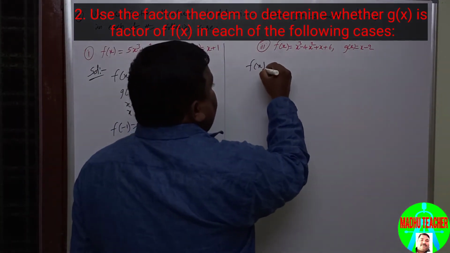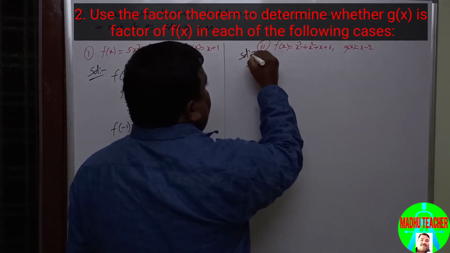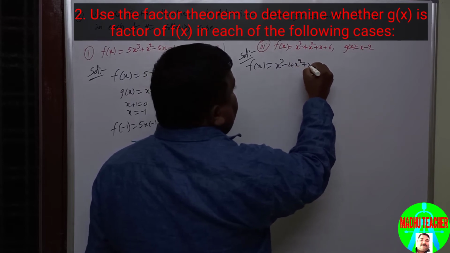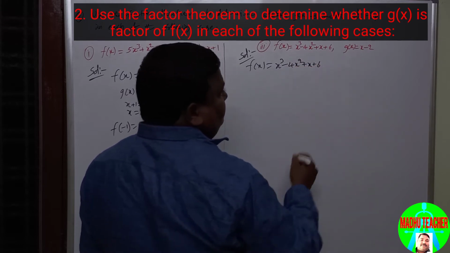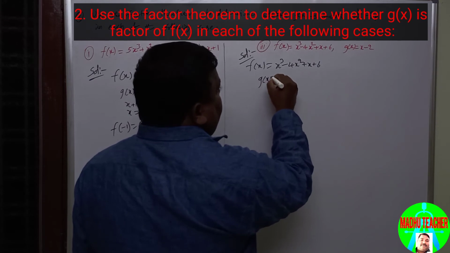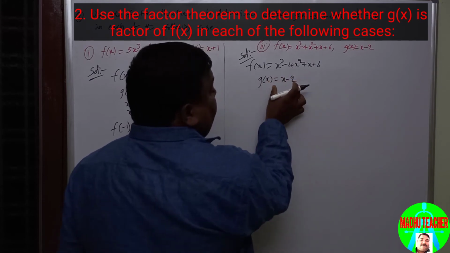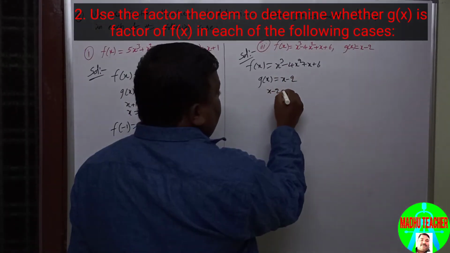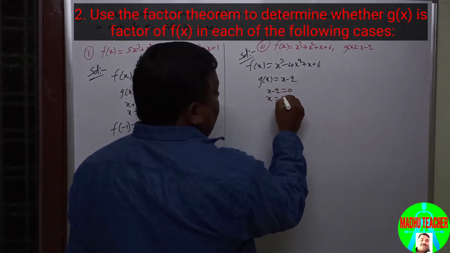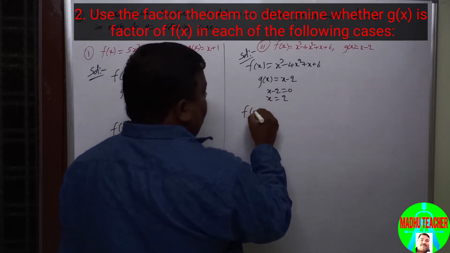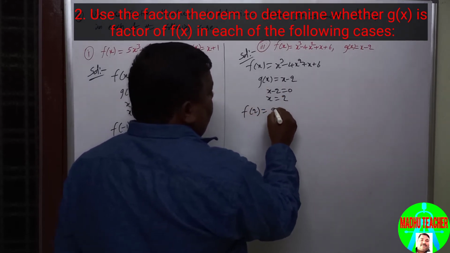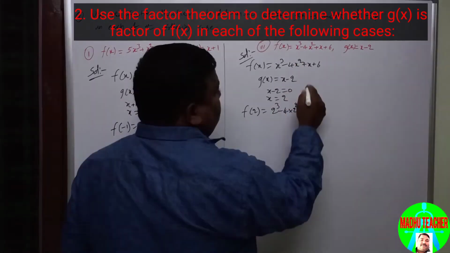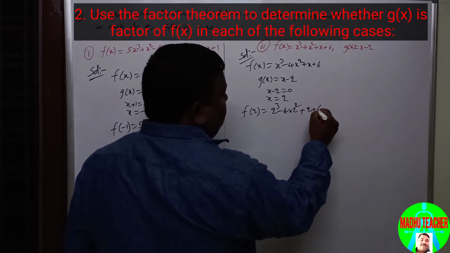Given f of x is x³ minus 4x² plus x plus 6. So g of x is x minus 2. To determine whether this is a factor of this, you have to find the zero value of this g of x, that is x equal to 2. Therefore f of 2 equal to 2 cube minus 4 into 2 square plus 2 plus 6.